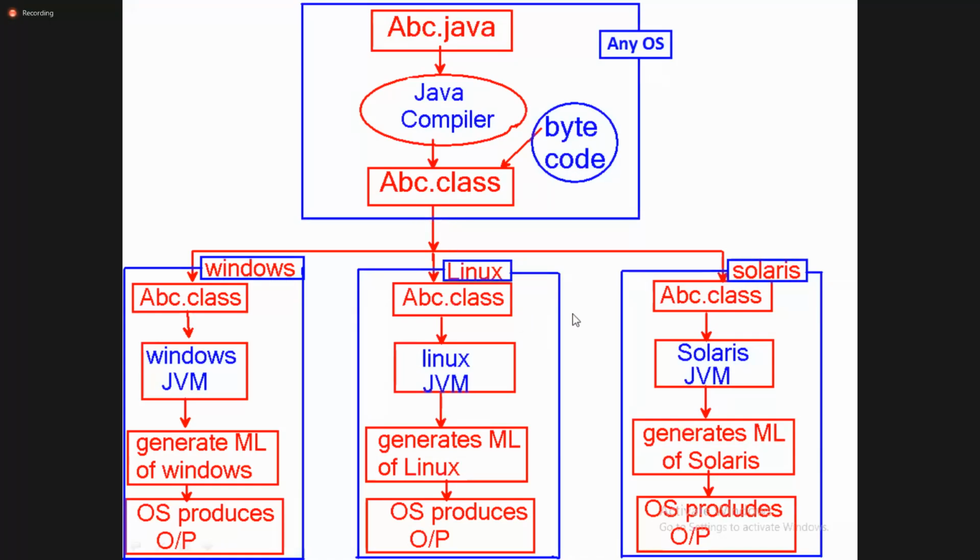So this is the story of how Java achieved platform independence. These are the things you need to consider to run a Java program in any system. Does everyone understand the story?